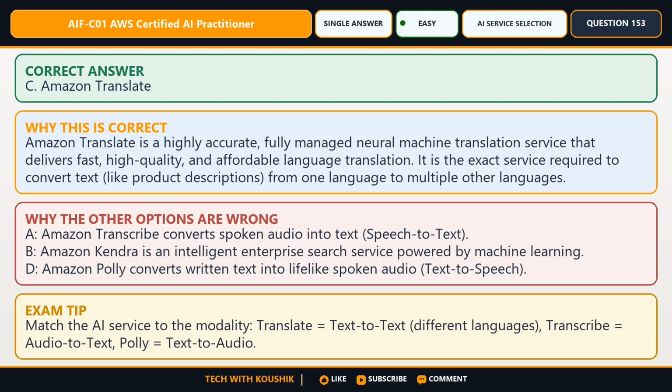Remember this decision rule. Match the AI service to the modality. Translate equals text, different languages. Transcribe equals audio to text. Polly equals text to audio.